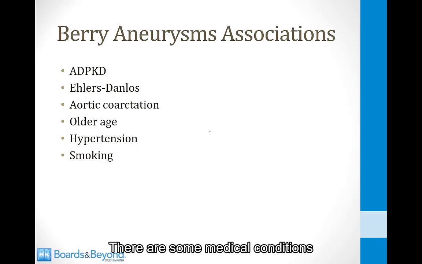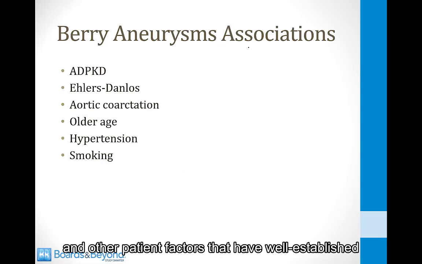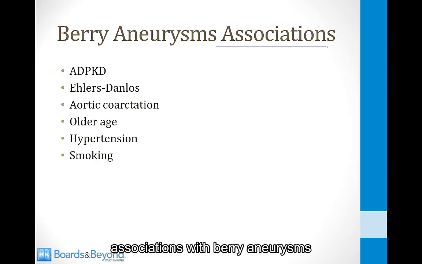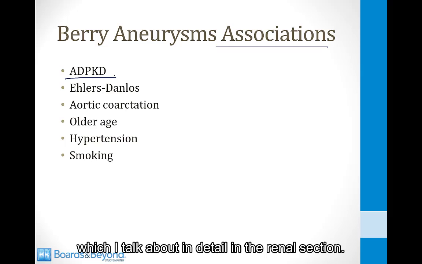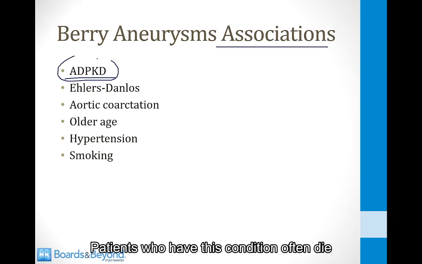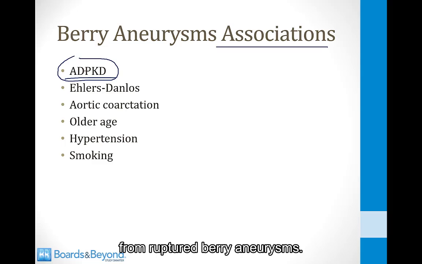There are some medical conditions and other patient factors that have well-established associations with berry aneurysms, and you should know these for your boards because they often come up in questions. The first one is adult polycystic kidney disease, which I talk about in detail in the renal section. Patients who have this condition often die from ruptured berry aneurysms.